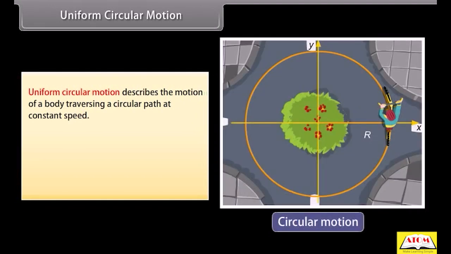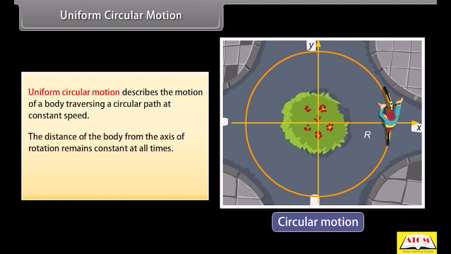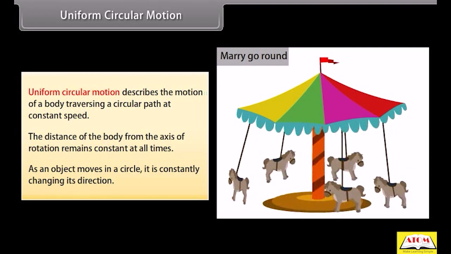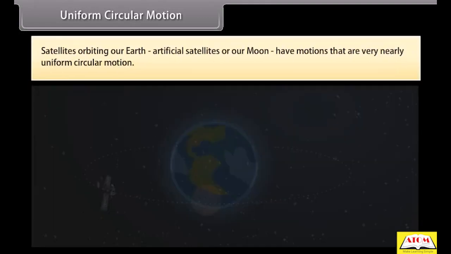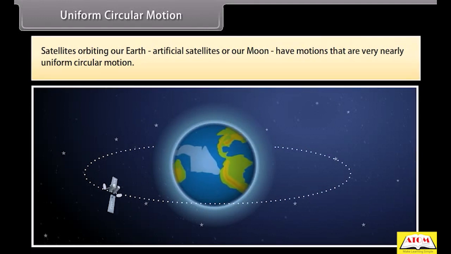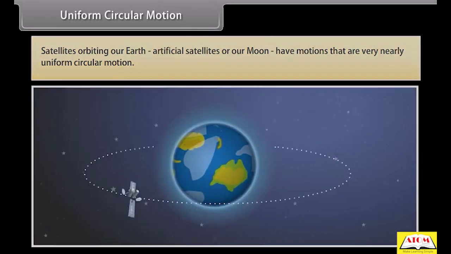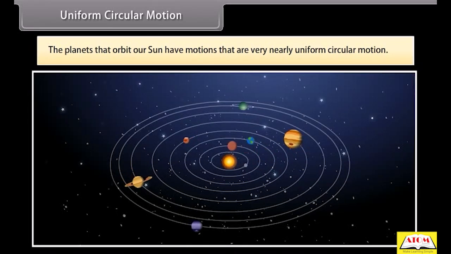Uniform circular motion. Uniform circular motion describes the motion of a body traversing a circular path at a constant speed. The distance of the body from the axis of rotation remains constant at all times. As an object moves in a circle, it is constantly changing its direction. A merry-go-round is an example of uniform circular motion. Satellites orbiting our Earth, artificial satellites or our moon, have motions that are very nearly uniform circular motion. The planets that orbit our Sun have motions that are very nearly uniform circular motion.